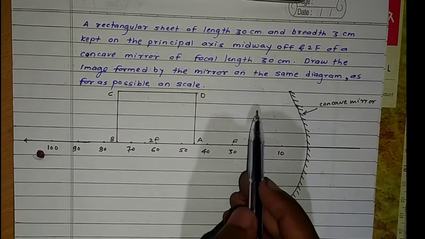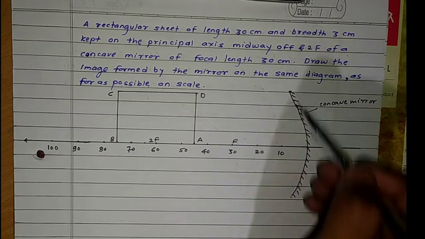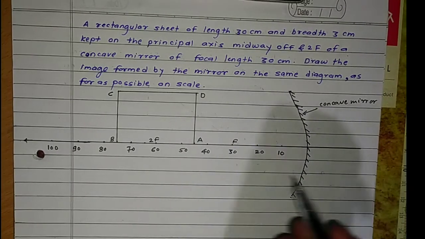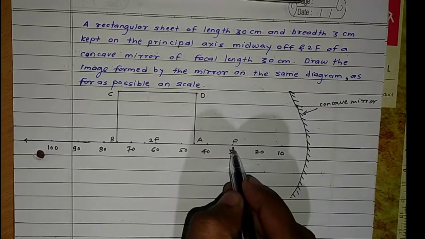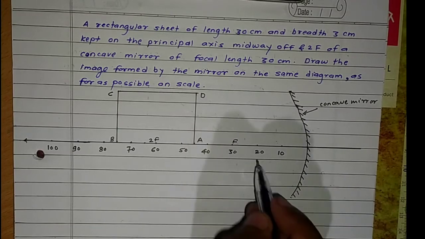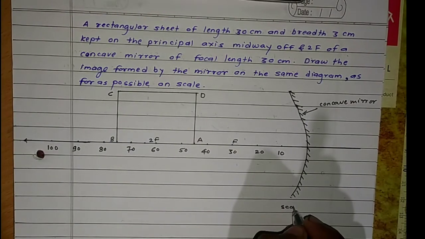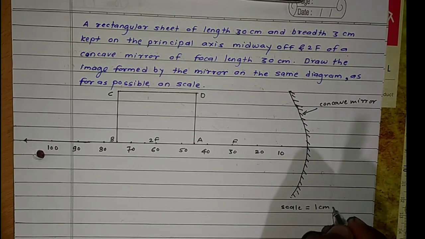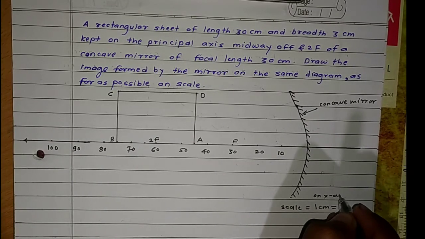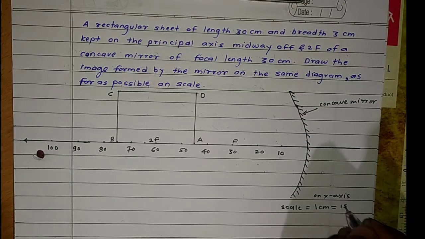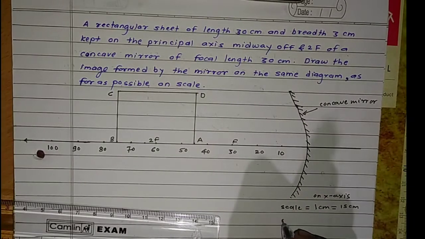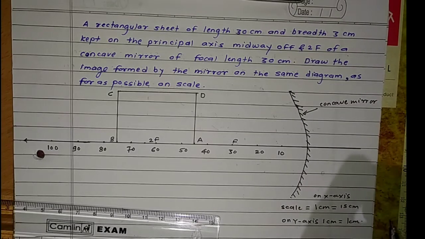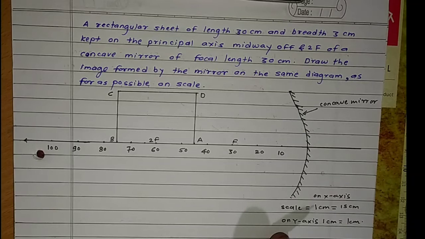We know that the inner reflecting surface, the cavity, is the reflecting surface, which means it is a concave mirror. Now it has a focal length of 30 centimeter, so f is 30 centimeter. I have taken the scale, so let me write the scale here: on the x axis, 1 centimeter is equal to 15 centimeter, and on the y axis, 1 centimeter is equal to 1 centimeter itself. Okay, so that was the scale that I have taken here.